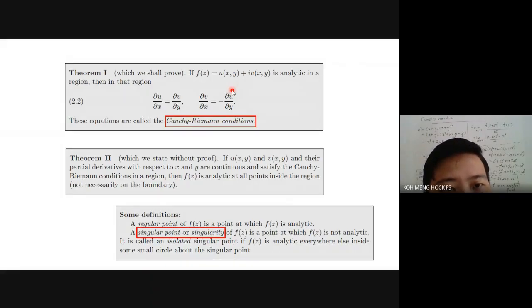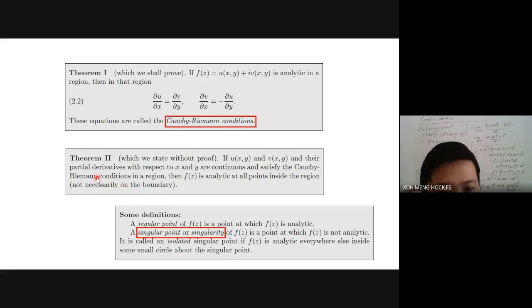Okay, so this is theorem number 1. Now theorem number 2, it says if u(x, y) and v(x, y) and their partial derivatives with respect to x and y are continuous and satisfy the Cauchy-Riemann conditions in a region, then f is analytic at all points inside the region. Not necessarily on the boundary.